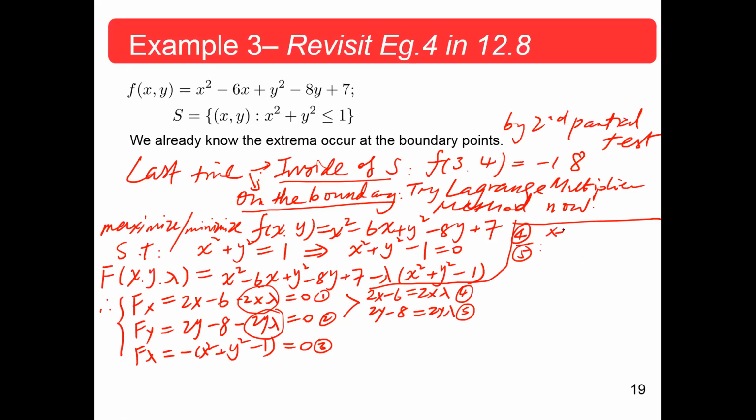So I'm getting (x minus 3) divided by (y minus 4), since I've already divided everything by 2, equals x lambda divided by y lambda, so that's just x over y. Is that good? Okay, then I can cross multiply. I have y times (x minus 3) equals x times (y minus 4), which gives xy minus 3y equals xy minus 4x.